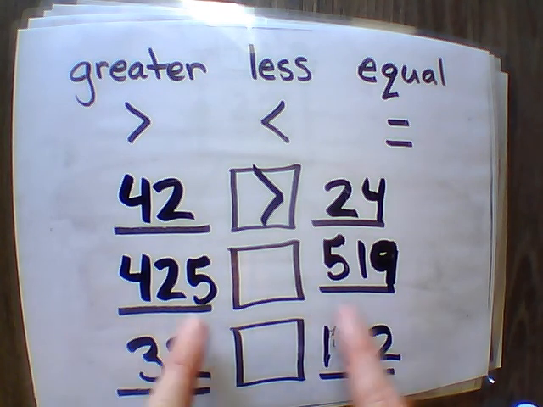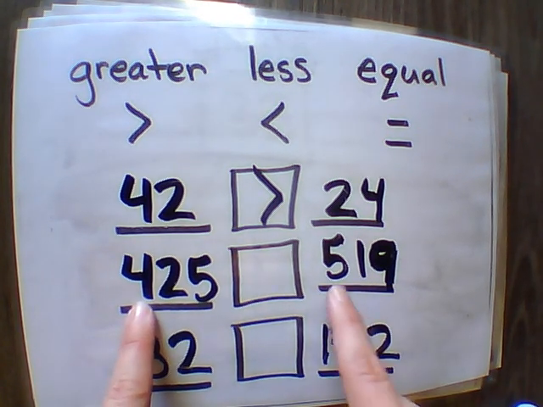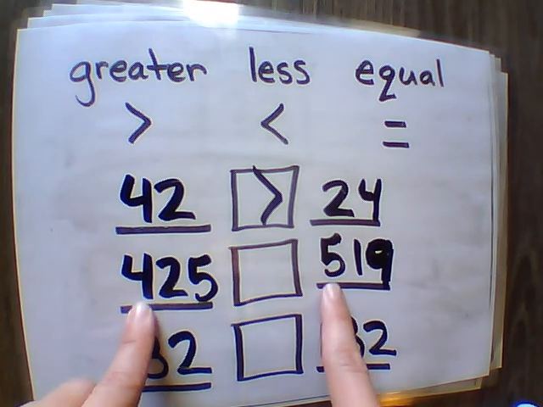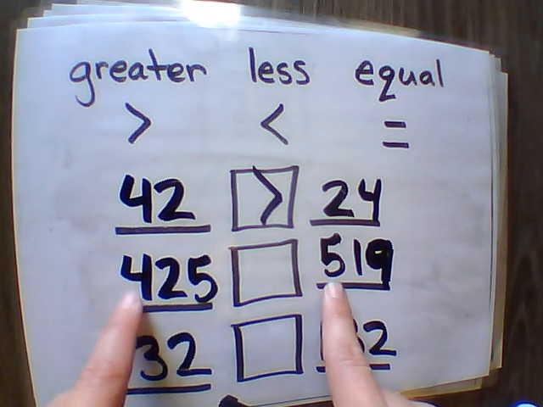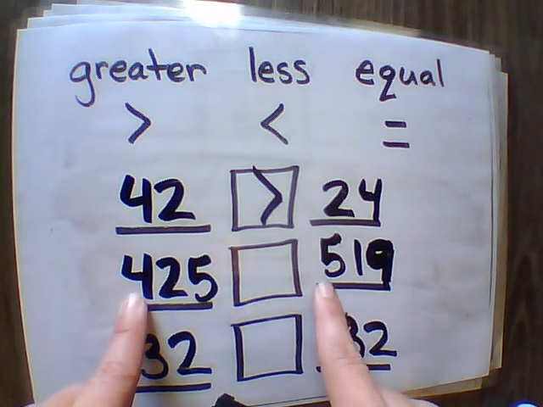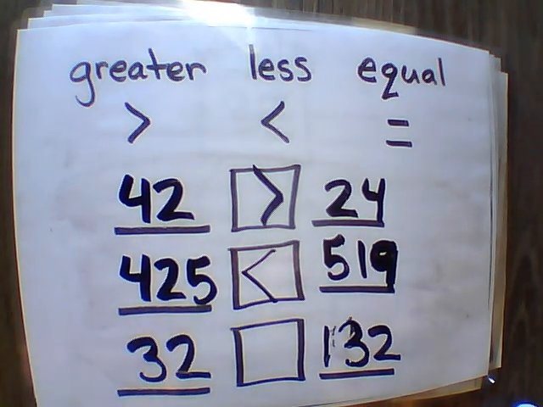Then I notice that on the next line, both of these numbers, 425 and 519, both have 3 digits. So I'm going to touch the hundreds spot. 400s and 500s. 500s is more than 400s. So 425 is less than 519.